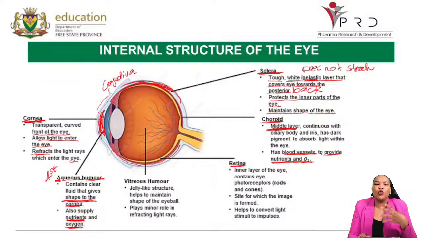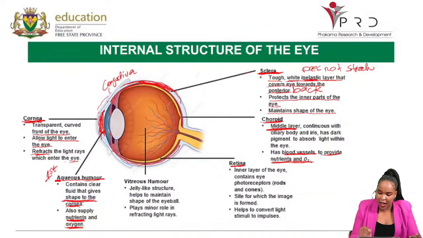Remember, the choroid, you're going to remember it by looking at it. It is the middle layer. And mostly, in most diagrams, it is going to be black. The dark one is going to be dark. Why is it dark? Because it contains so many blood vessels. And then it is in the middle. The top one is going to be the sclera, and then the choroid, and then the inner one is going to be the retina. So that's how you are going to distinguish between the three layers of the eye.